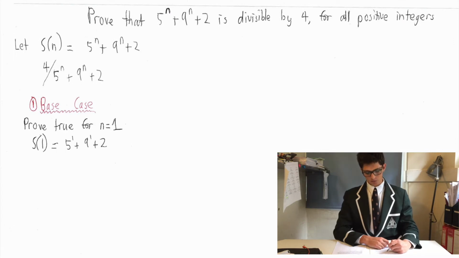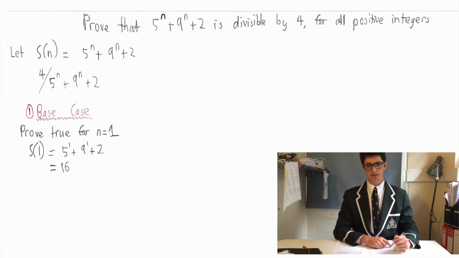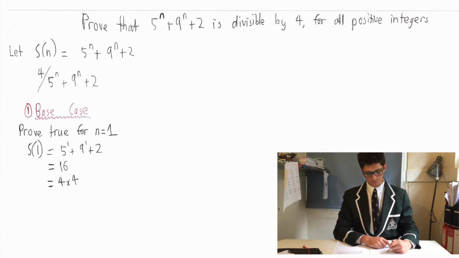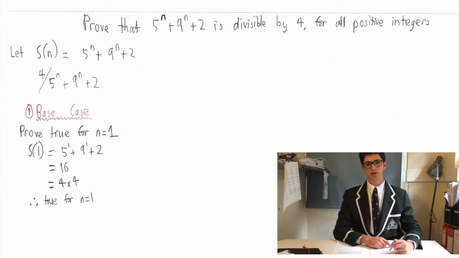So now I will substitute n equals 1 into the equation. And this will give us S(1) is equal to 5 to the power of 1 plus 9 to the power of 1 plus 2, which is equal to 16. And that is equal to 4 times 4. Therefore, we know this statement is true for the base case of n equals 1.